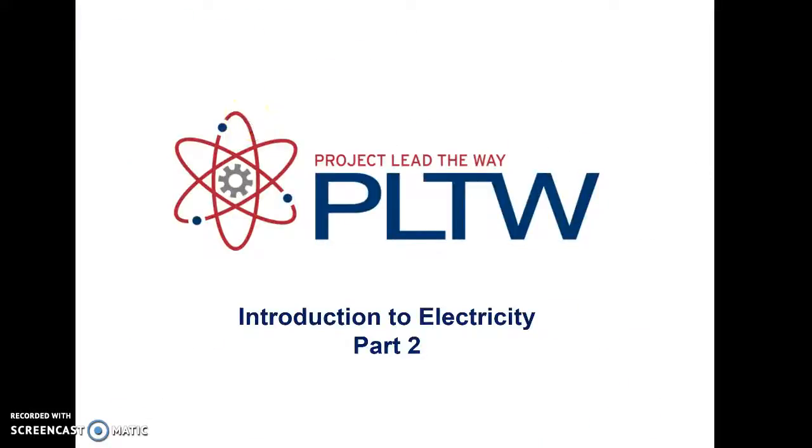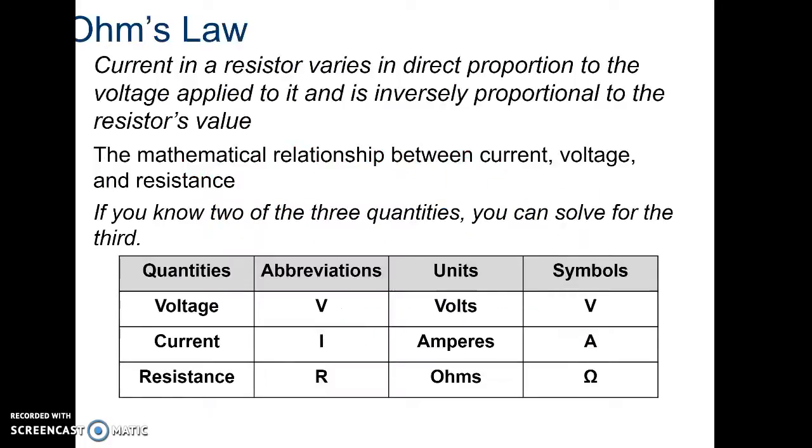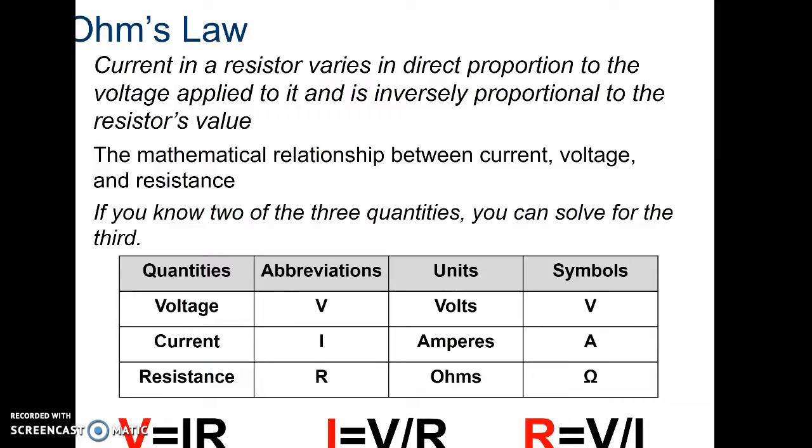Okay, so this video is going to cover Introduction to Electricity Part 2, and what we're going to be covering is the difference between series circuits and parallel circuits. So last time we talked about Ohm's law, and Ohm's law showed the relationship between voltage, current, and resistance, and you can show that three different ways depending on what you're trying to solve for, right? So if you have two of these values, say it's current or resistance, then you can solve for the voltage.